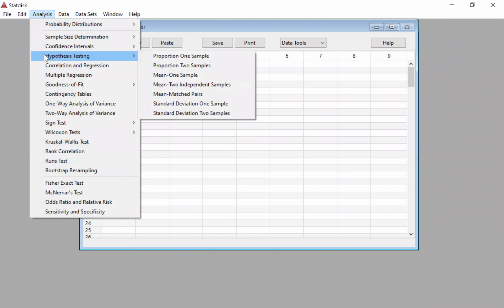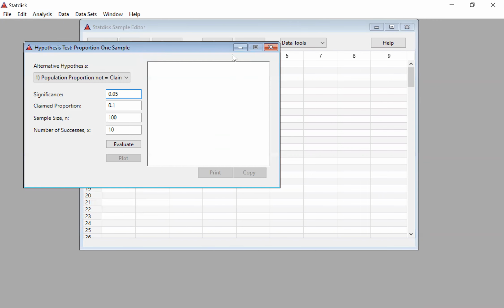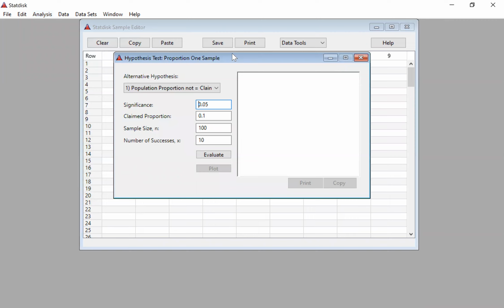So where we want to go is under analysis, hypothesis testing, and then we get the same list of choices as we had in chapter 7. We're testing proportions and we have one sample. That's what we choose. And then any box that is filled in, that's something that we have to place a value in. Also, we have this pull-down menu. This pull-down menu is about the tail of the test. So which one of these things matches the alternate hypothesis? It is the not equal case.